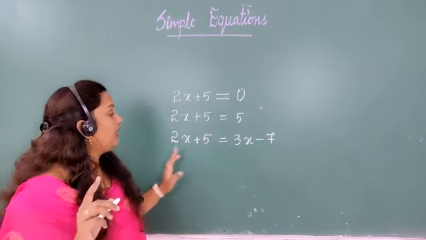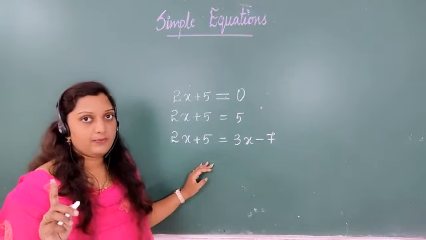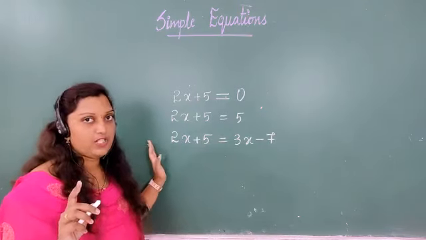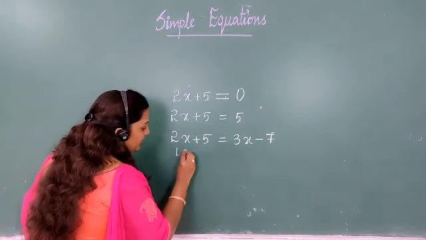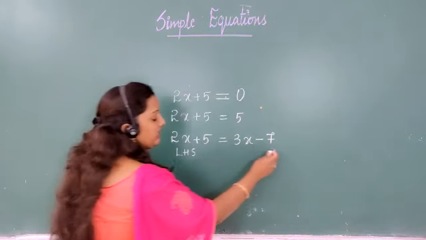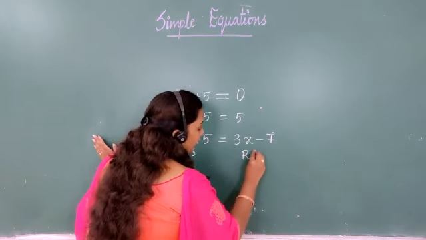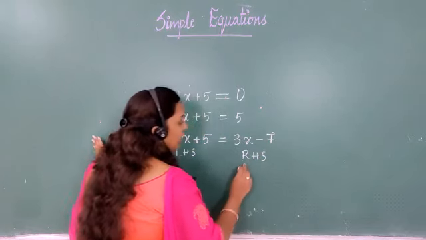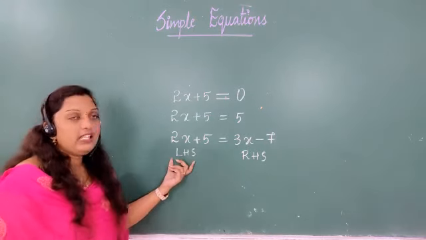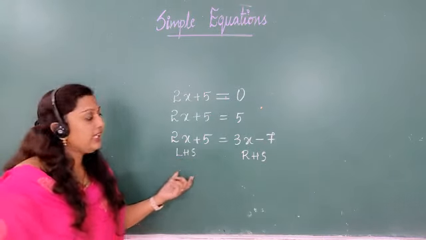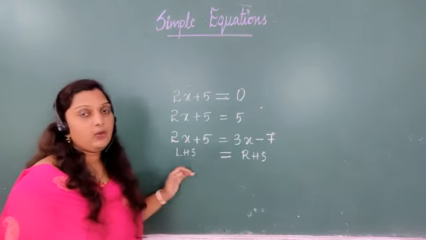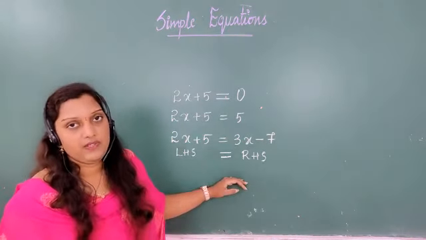In an equation, one thing you have to observe. The left part of the equation is called the LHS, left hand side, and the right side part is called the RHS, right hand side. That means in an equation, LHS should always be equal to RHS. Only then do we call this an equation.